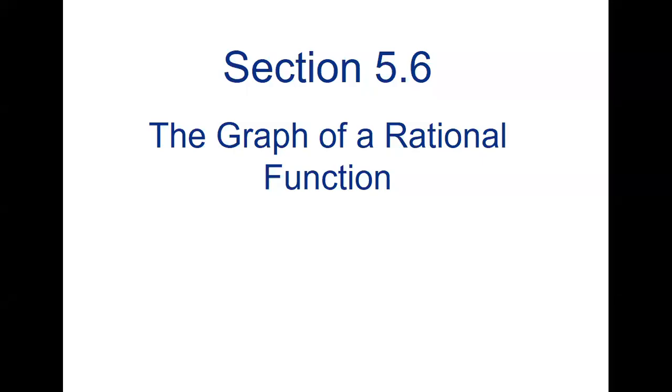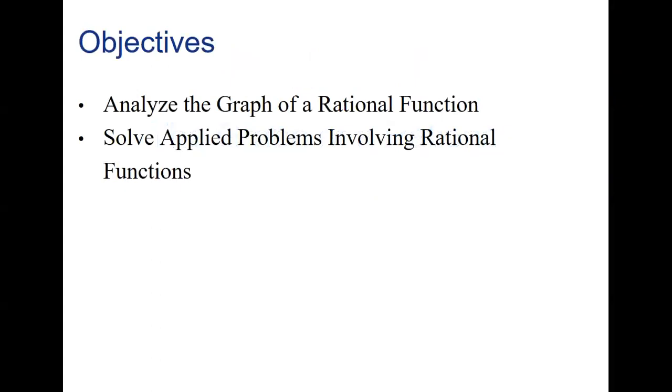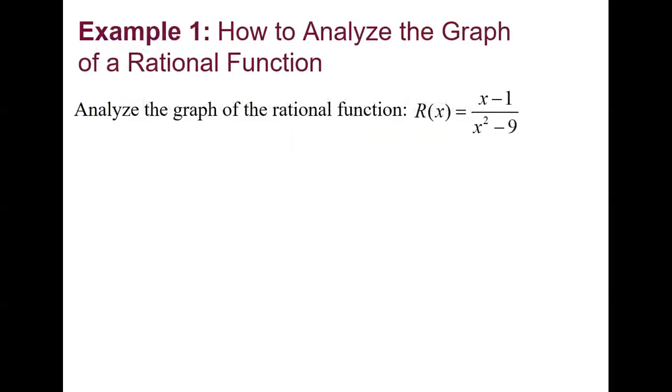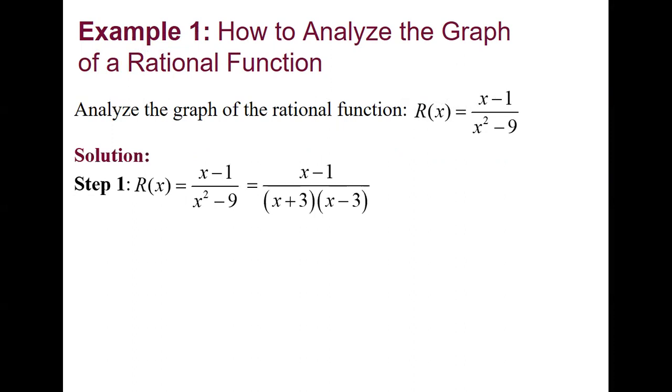Graph of a rational function. So this is where we're going to start describing the function and analyzing all the parts of the function. To begin, here we have a rational function, x minus 1 divided by x squared minus 9. From this graph, we can start off by identifying our asymptotes.